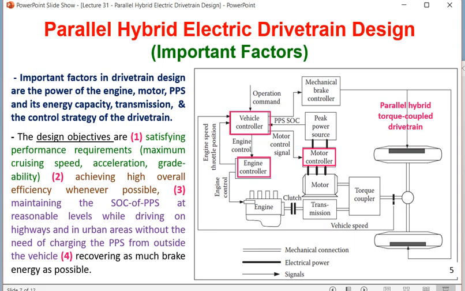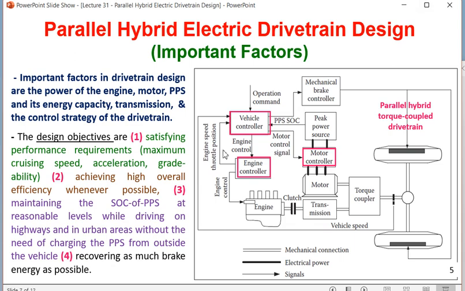Maintaining the SOC of PPS at reasonable levels while driving on highways and in urban areas without the need of charging the PPS from outside the vehicle. Very important thing, because this PPS will be like a batsman in T20 who will play for 3 overs and will score 50 runs. They are not going to bat throughout the match. So this peaking power source is required only when too much power is required by the overall transmission system. In that case, the primary base power will be provided by the engine and secondary bumper power will be provided by the peak power source.